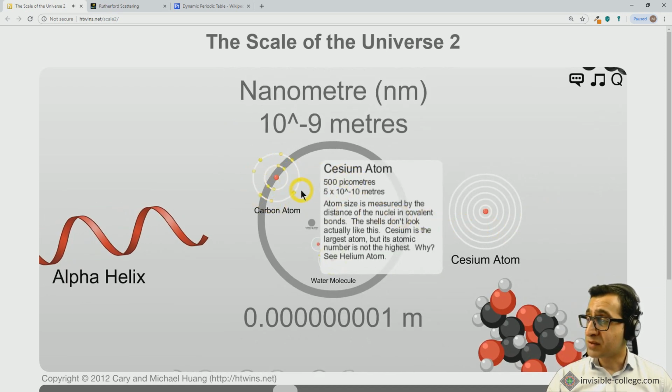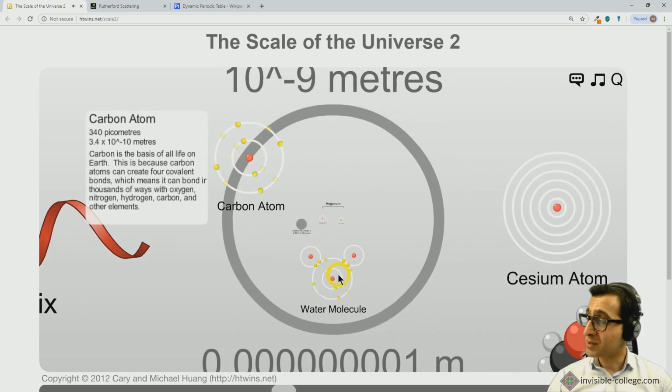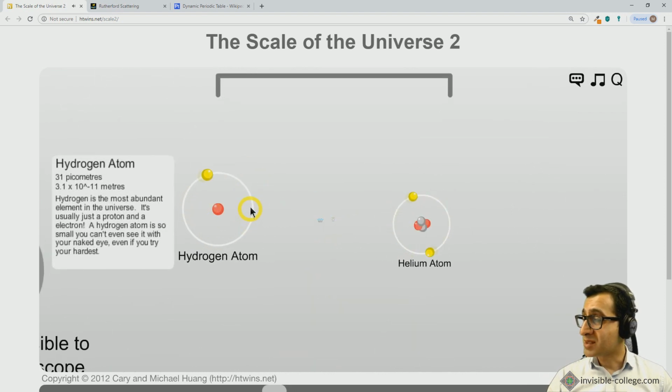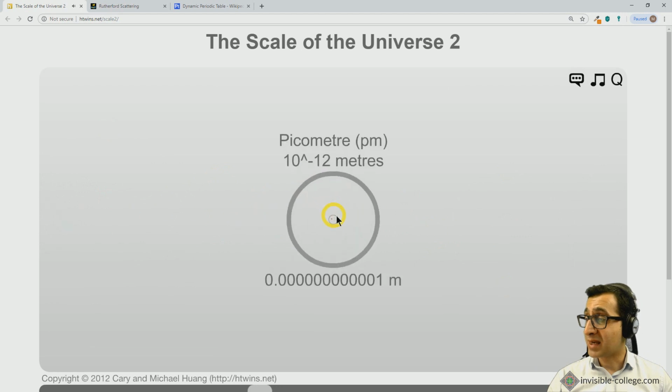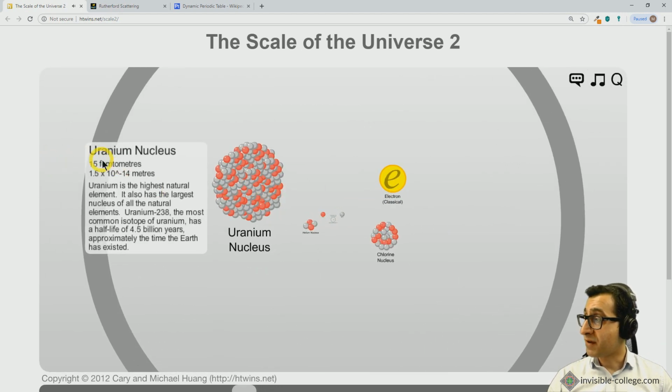A cesium atom is 500 picometers, 5 times 10 to the power minus 10 meters. Carbon atom is 340 picometers, a water molecule 280 picometers. And so when we come down to the size of a hydrogen atom, we start to see just how small some of these particles can get. And of course we can even go smaller to a uranium nucleus, femtometers.